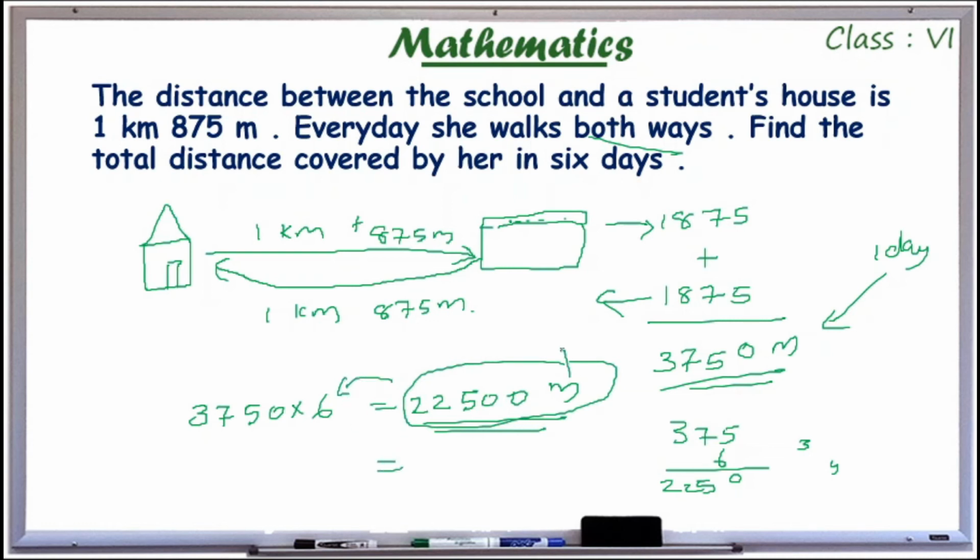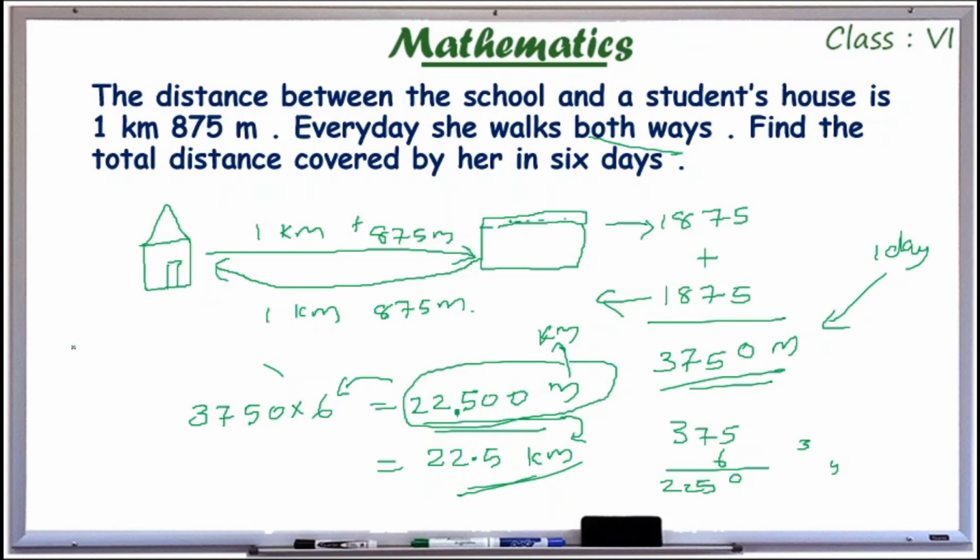So converting this meter to kilometer, I get divide by 1000. So 1000 we have 3 zeros, so move the decimal point 3 places to the left side, 22.5 kilometer. Dividing by 1000 we get 22.5 kilometer.